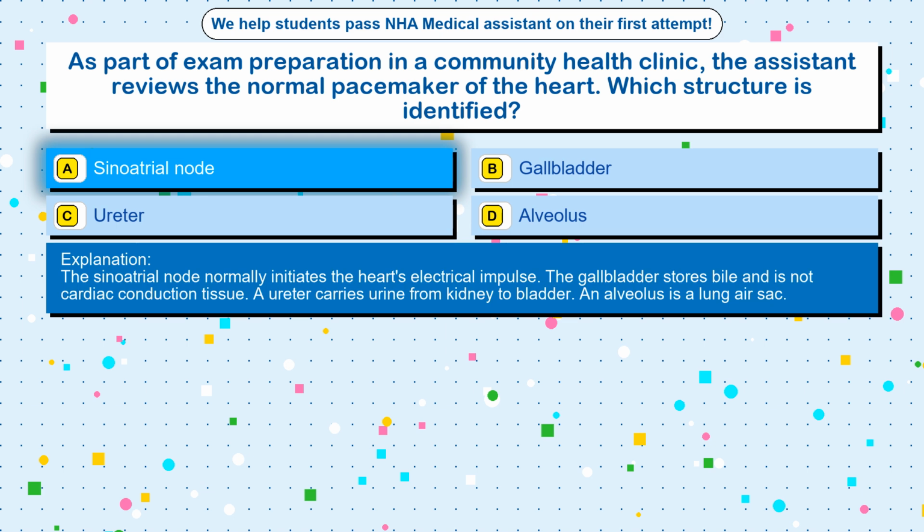The sinoatrial node normally initiates the heart's electrical impulse. The gallbladder stores bile and is not cardiac conduction tissue. A ureter carries urine from kidney to bladder. An alveolus is a lung air sac.